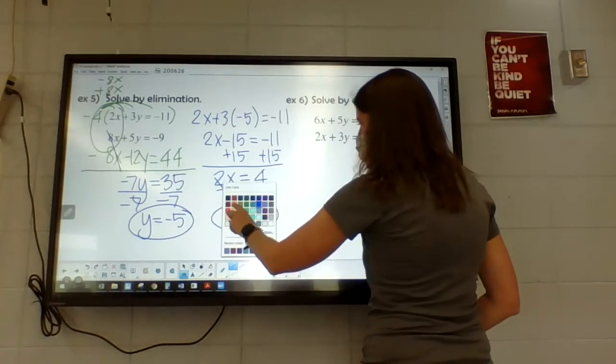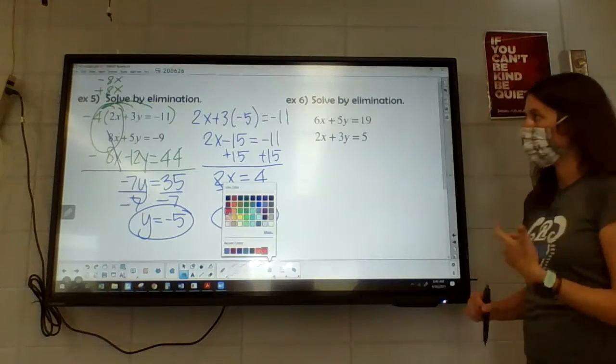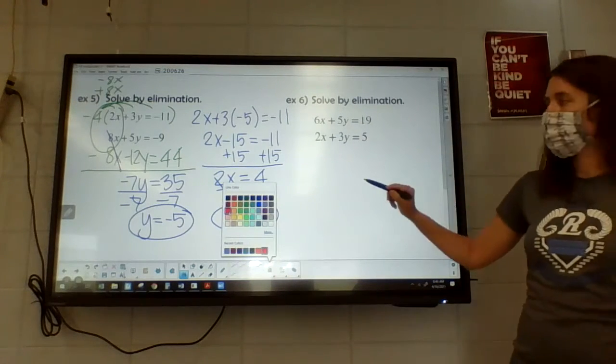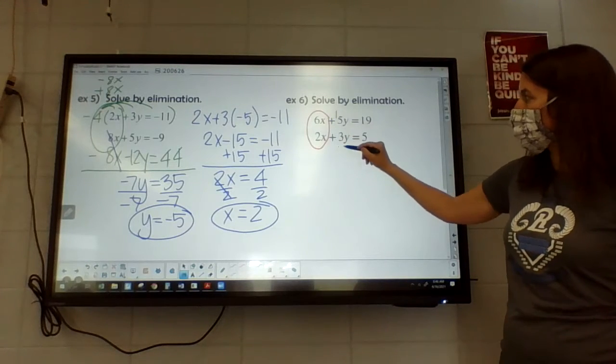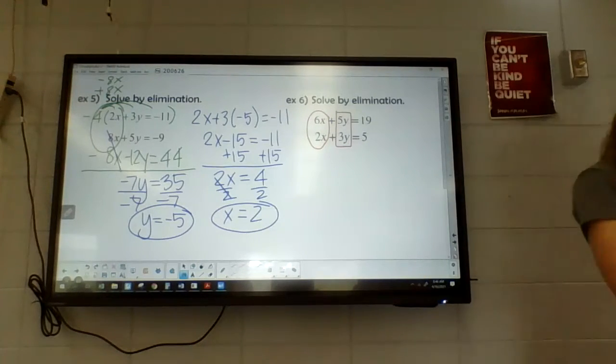Okay. So guys, let's look at the next one. Again, I want you guys to start thinking about either this or this. So the 6 and 2 or the 5 and 3, which one would be easier to change so something would cancel?